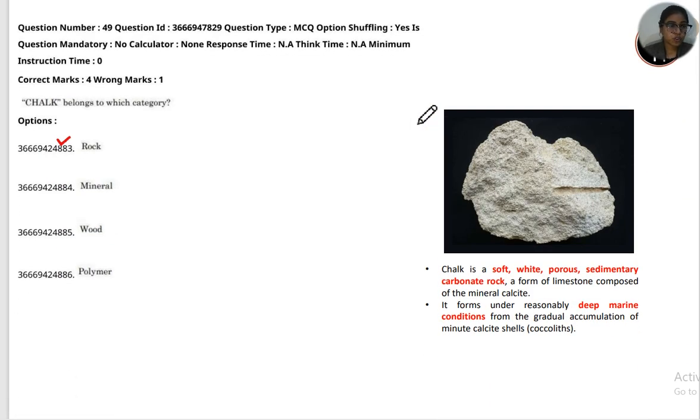Next, chalk belongs to which category? Options given to you are rock, mineral, wood and polymer. So chalk is a rock. Chalk is a soft, white, porous, sedimentary carbonate rock, a form of limestone composed of the mineral calcite. Please remember, sedimentary carbonate rock it is. This is the most important one.